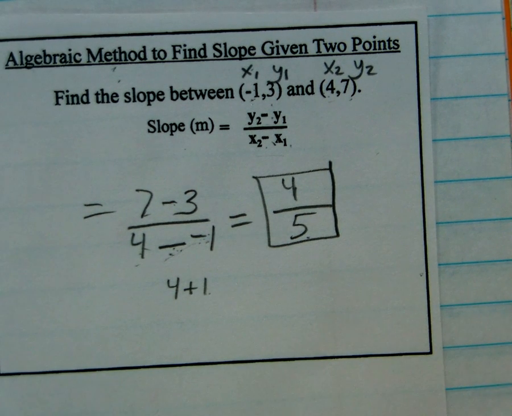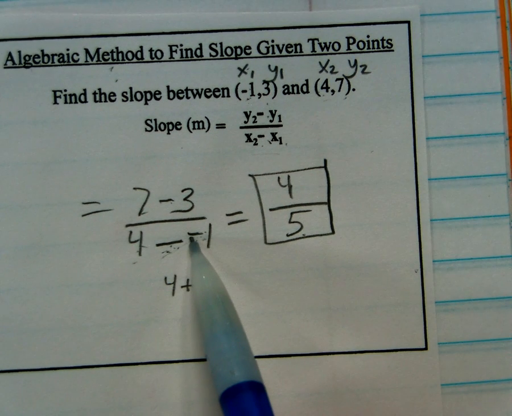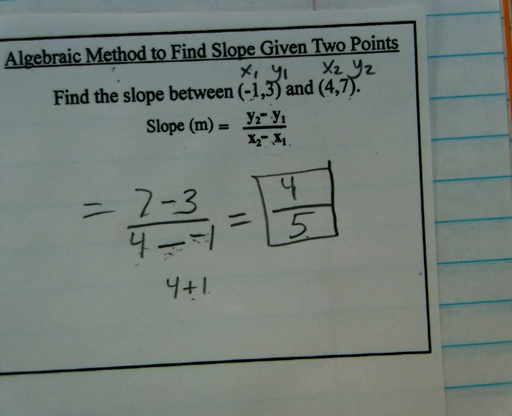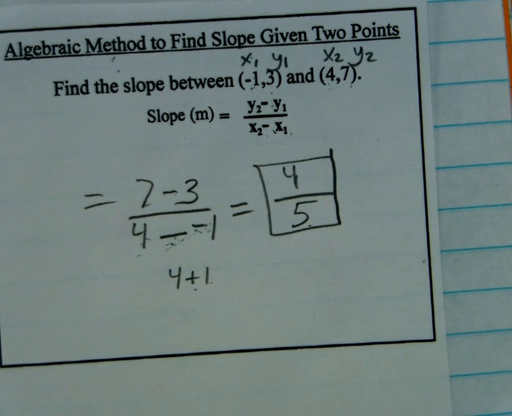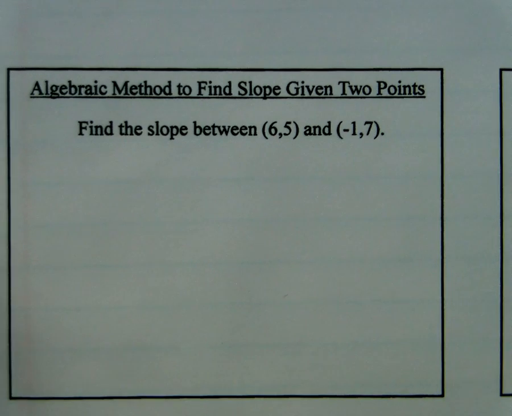Why is it positive? Because the negatives cancel out. That's what I was just explaining. It's a rule from middle school that they cancel out and become plus. Okay? So, we didn't need to reduce the fraction or anything. We can just move on.